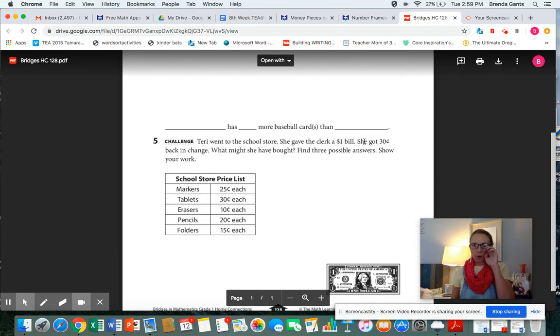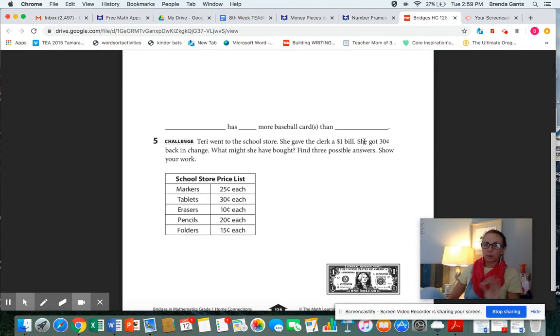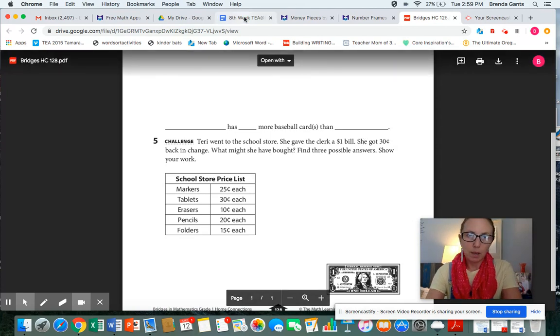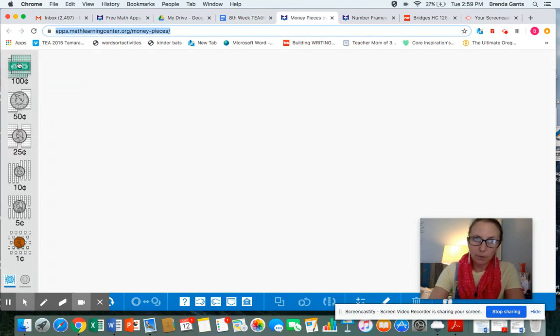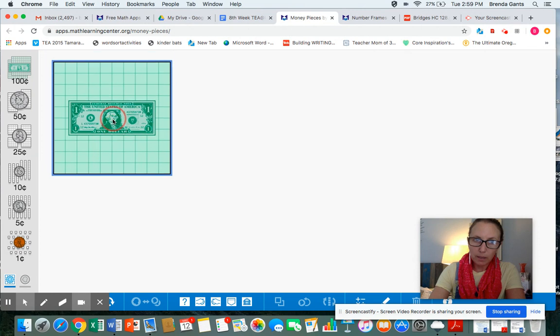It's a challenge problem, but I think all of you can do it. We're going to do it together. This time, I picked up a different app. I picked up the money pieces because this is a problem about money, okay? So here's how the money looks.